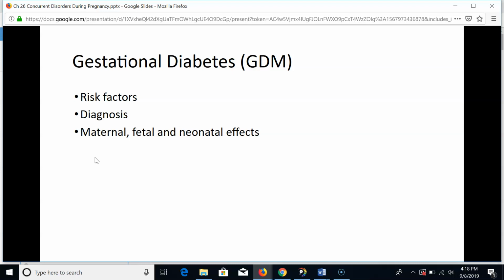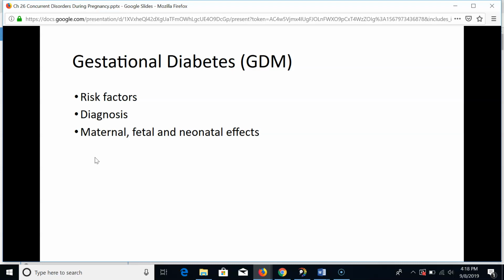In the oral glucose tolerance test, known as OGTT, the woman ingests 100 grams of oral glucose solution, and glucose levels are determined at 1, 2, and 3 hours. Diagnosis is made if the fasting sugar is greater than 95, 1 hour greater than 180, 2 hour greater than 155, and 3 hour greater than 140.